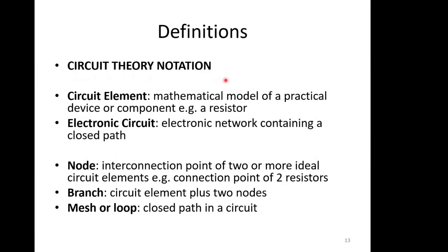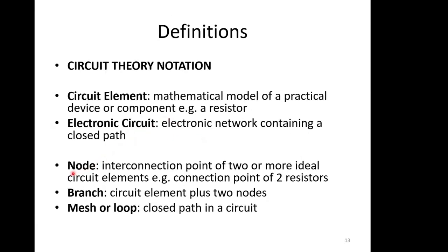So, circuit theory notation. We've got various definitions of bits and bobs. We've got a circuit element, which is a mathematical model of a practical device or component. For example, a resistor is a circuit element, capacitor, inductor, that kind of thing. And an electronic circuit is an electronic network containing a closed path. So it's got a loop, and we'll look at some of those in a minute.